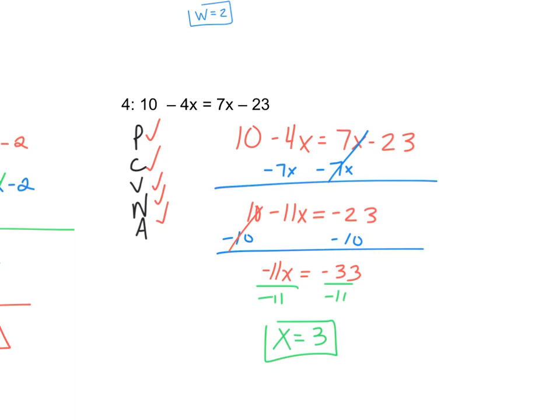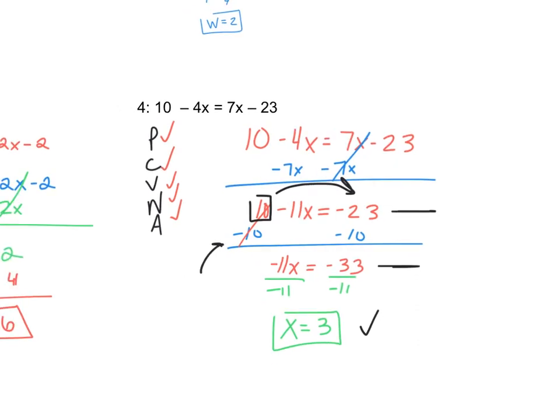-4x minus 7x is -11x. So I ended up getting 10 minus 11x equals -23. I then had to ask myself, how do I get rid of my 10 and bring it to the right-hand side? And I subtracted it. So -23 minus 10 is -33, so I ended up getting -11x equals -33. And then I divided both sides by a -11 to get x equals 3. And that's your final answer.